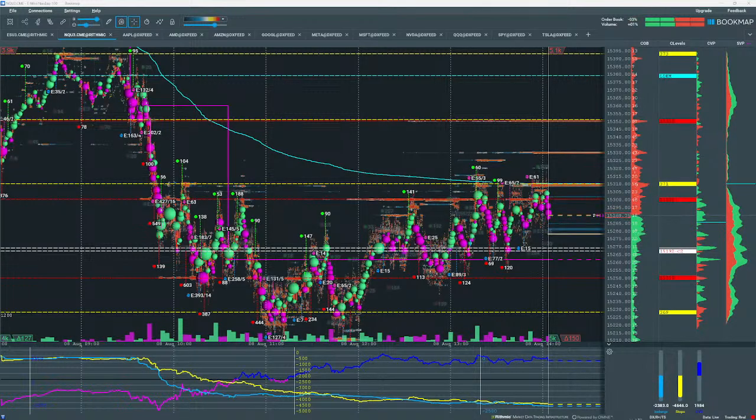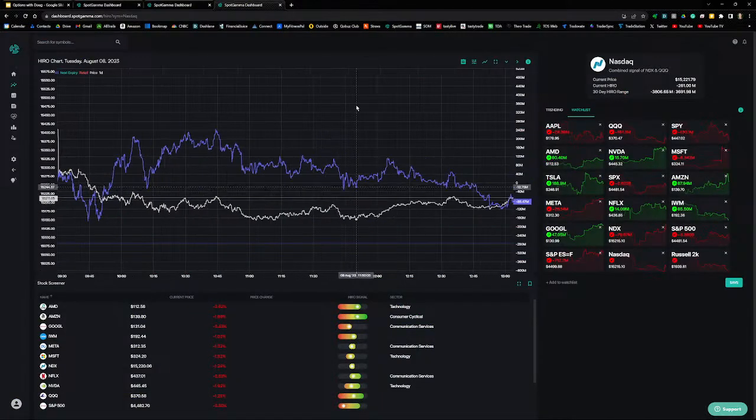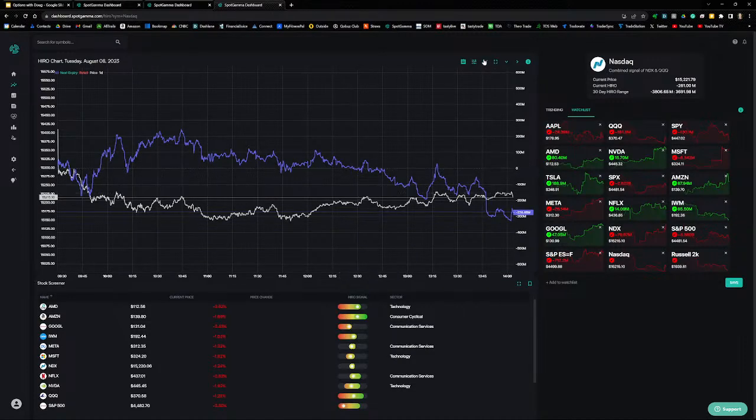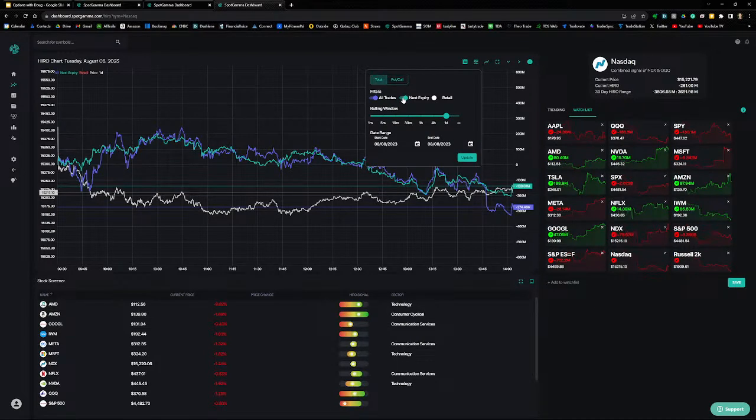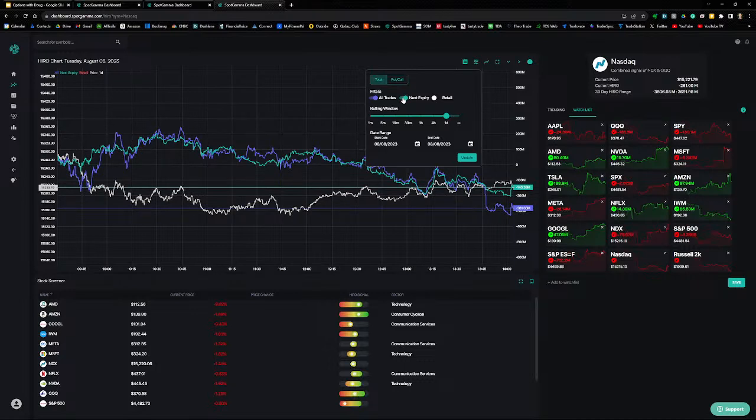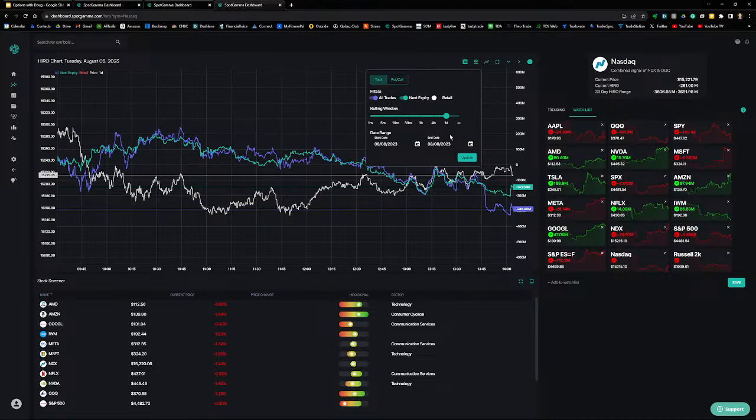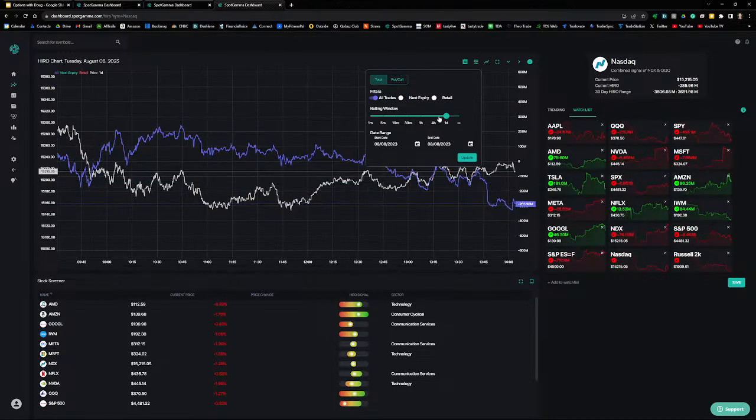Let's go back to Hero and let's just check and see what 0 DTE traders are doing in NASDAQ. They're making up a pretty large portion of the hedging flow today up until about the last 15 minutes or so. Now it looks like, just comparing notional values, 0 DTE at the current time is about half of the hedging flow today.